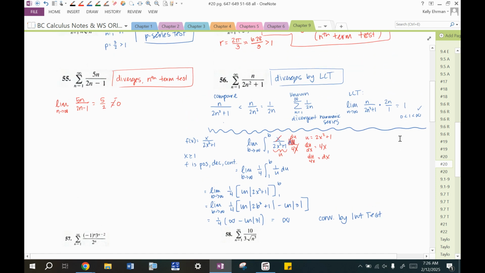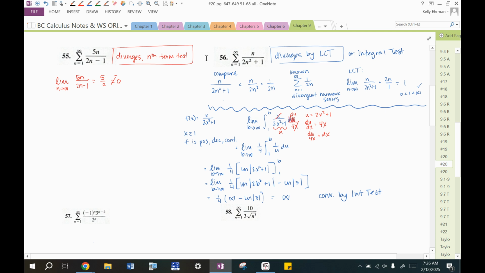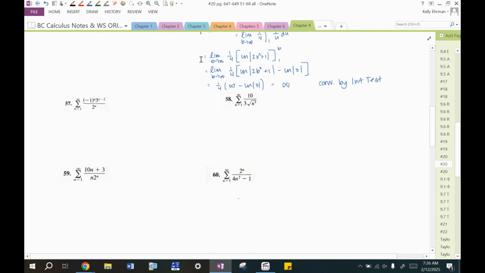All right, so you could have either. They come to the same conclusion. That's the reason sometimes you can use different tests. If you're using different tests, they should agree and come to the same conclusion.